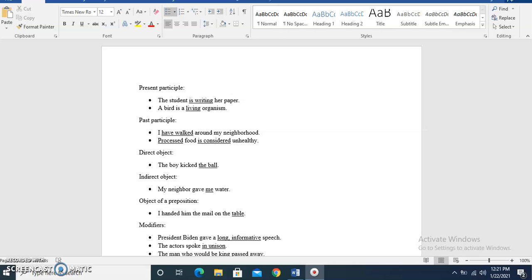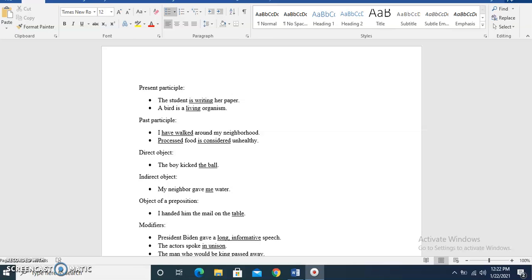So in this sentence, we have a direct object, water. Water is the thing that's being given by the neighbor, right? So what's that word me? We would call that the indirect object. An indirect object is basically who or what the direct object is for, right? So the water is the thing that's being given, but it's being given to me, right?